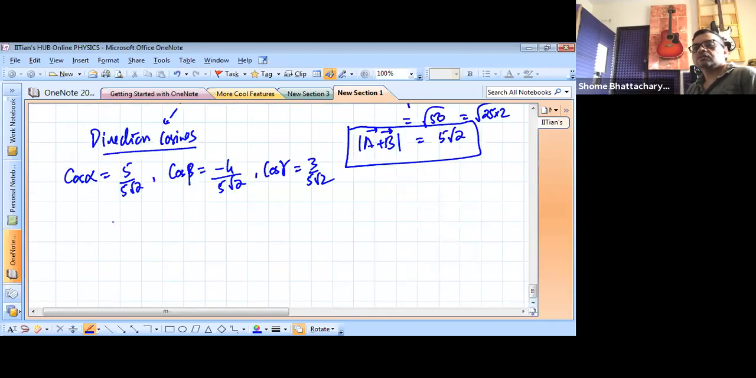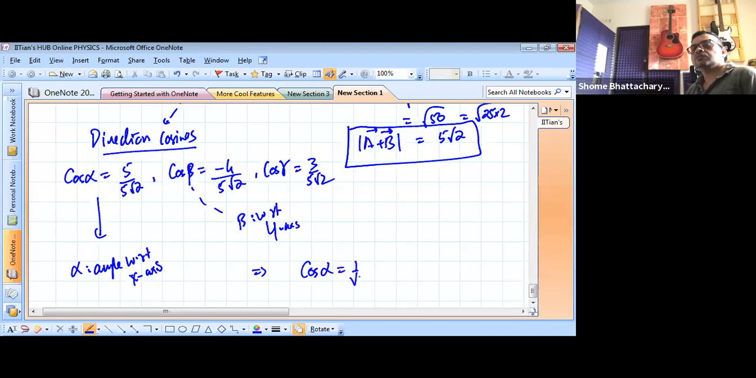So here alpha is the angle with respect to the x-axis. Similarly, beta is with respect to the y-axis. Gamma is with respect to the z-axis. So you can see that cos alpha is 1 by root, or alpha is cos inverse 1 by root, which by the way you know is 45 degrees, or pi by 4.